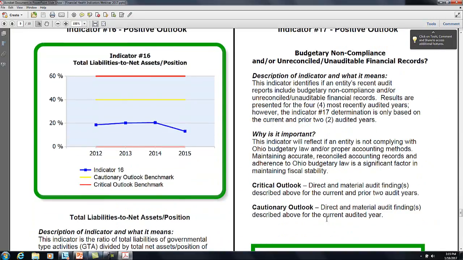As I mentioned earlier, for indicator 16, there are 2 red lines. The one at 0 is a lighter red line. The one at the critical outlook is more bold.